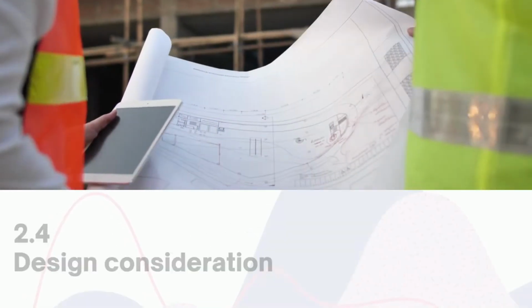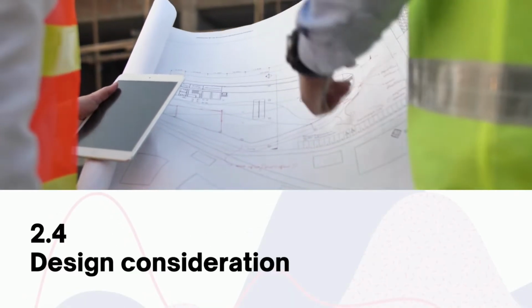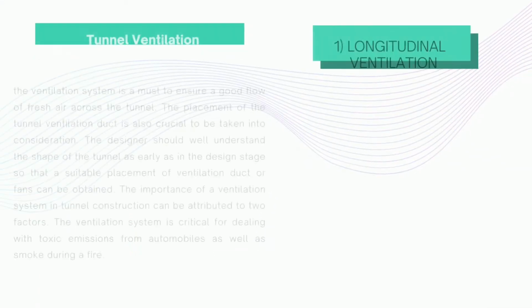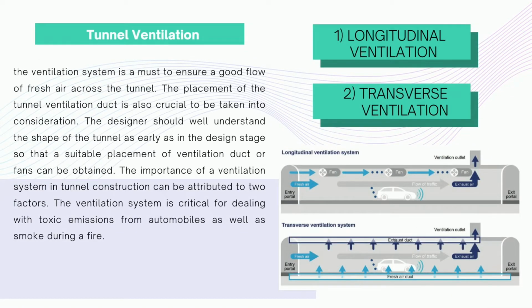Alright, moving on to the next part, which is design consideration. In order to construct a tunnel, there are so many things need to be considered beforehand. So the first one, we have tunnel ventilation system. Since tunnel is located in an enclosed area, a ventilation system is a must to ensure a good flow of fresh air across the tunnel. The placement of the tunnel ventilation duct is also crucial to be taken into consideration. So there are two types of tunnel ventilation system, which are longitudinal ventilation system and also transverse ventilation system.